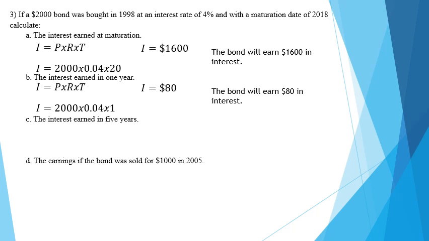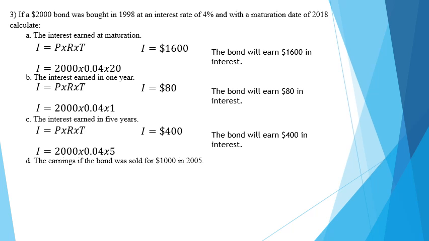What about interest earned in 5 years? So we do the same thing. We use our simple interest equation, but this time our T is 5 for 5 years. And we get that the bond will earn $400 in interest in 5 years.